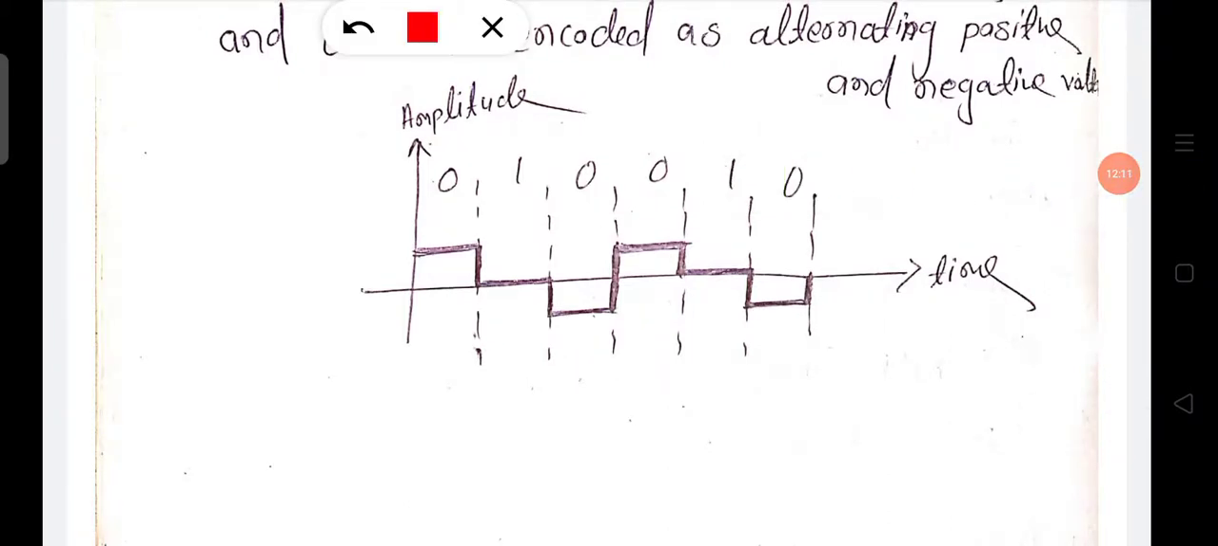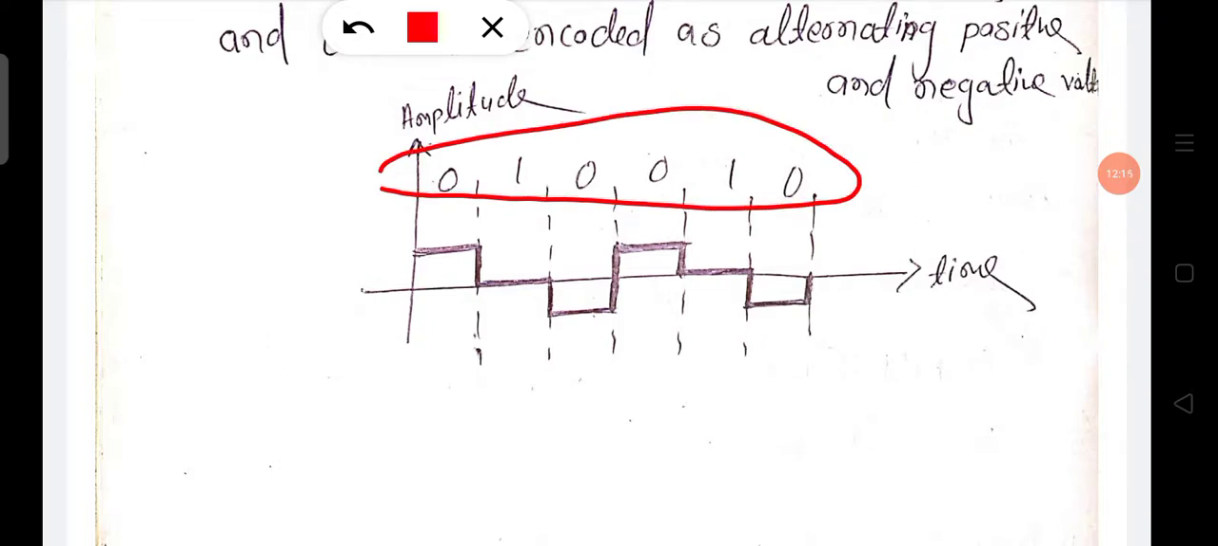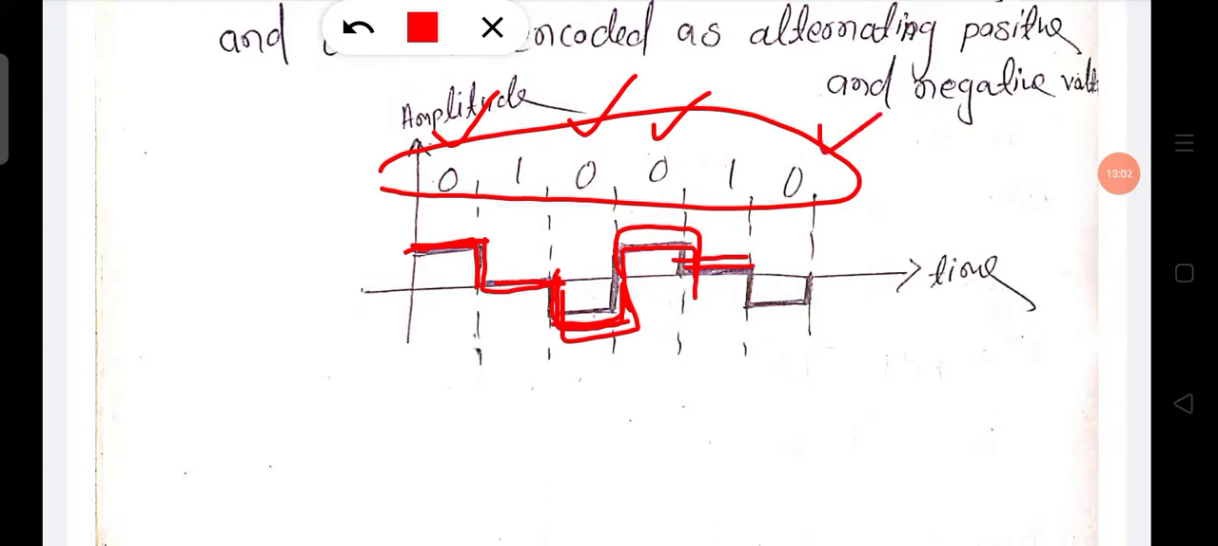Here you see the given digital data. For 0, we know it alternates between positive and negative voltage. The first 0 should be positive, and 1 is always encoded as 0 volt level. Then this is the second 0. The first 0 was positive, so the second 0 should be negative. And this is the third 0, alternating to positive: positive, negative, positive. Then 1 is always 0 volt, and this is the fourth 0. The third 0 is positive, so the fourth 0 should be negative.